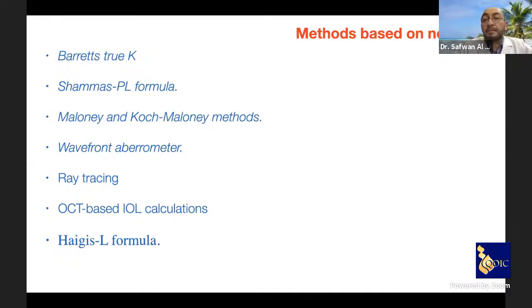Now, Barrett True K formula, Shammas PL formula, Maloney and Koch Maloney methods, wavefront aberrometry, ray trace, OCT-based IOL calculation, and Haigis L formula. Each of them creates its own equation to modify the K reading in a way that will correct the post-operative result, whether it's myopic or hyperopic.